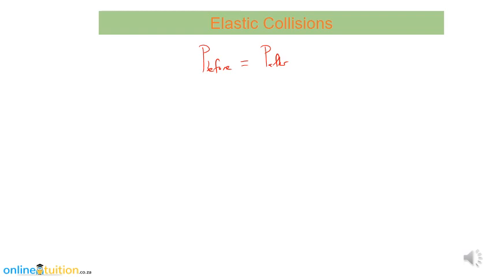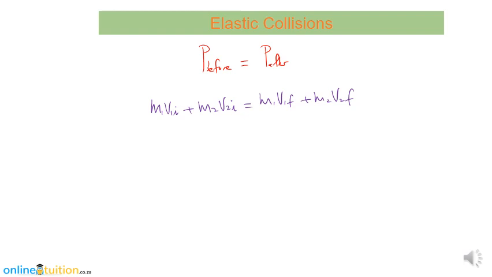So for a two-body collision, we can easily write in a beautiful purple the mass m1, the initial velocity v1i, plus m2 v2i is equal to what? m1 v1f, v1f being the final velocity of object 1, plus m2 v2f, where v2f is the final velocity, well, after collision of mass m2.